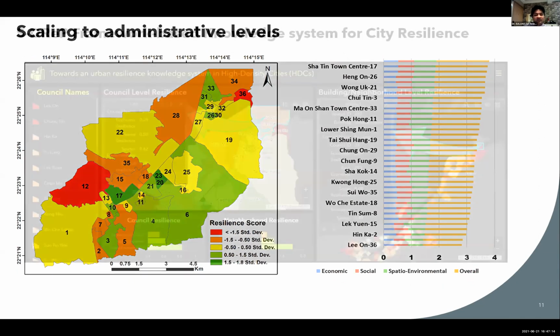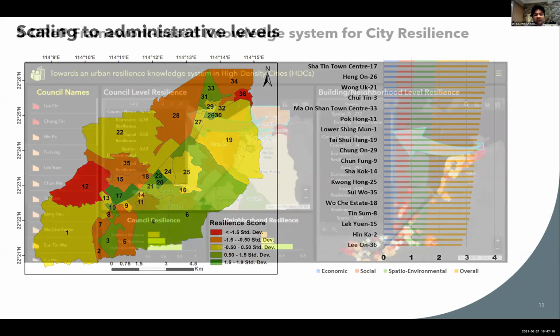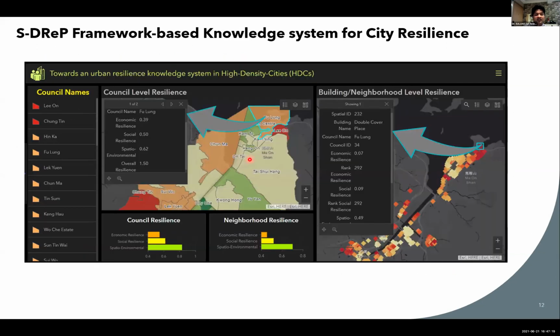And all of this information is uploaded to an online database, created using ArcGIS Online dashboards. Each of these contains all the aspects of resilience: economic, social, spatial, environmental, and overall. Just clicking gives us all the information, and both scales are provided so that people can differentiate between the buildings and the UAC level or the district level.